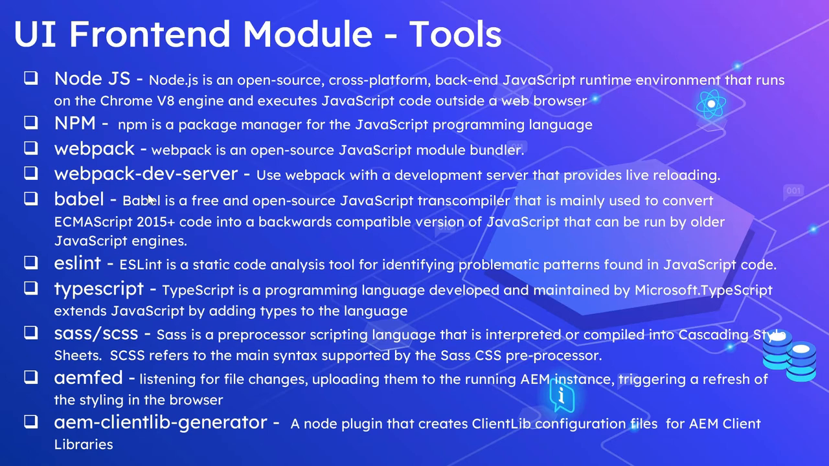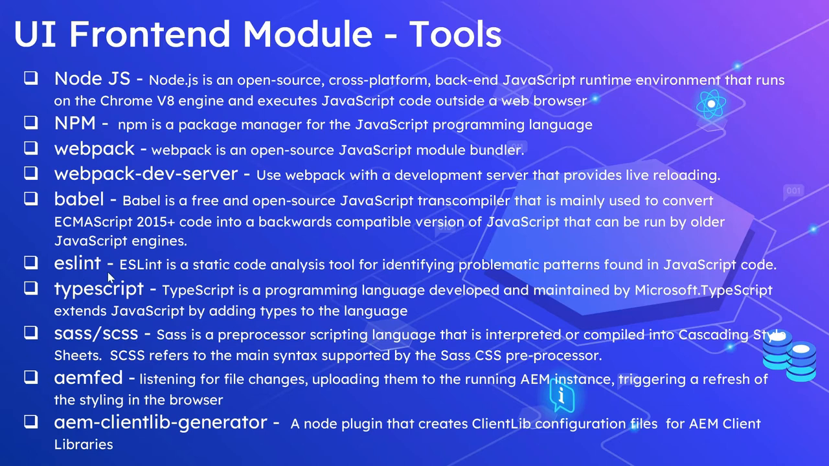The next one is Webpack Dev Server. This is a development server. This provides live reloading functionality. So whenever there is a change, the browser will be reloaded automatically. So then you can quickly test the application. The next one is Babel. This is a JavaScript transcompiler. This converts the latest code into JavaScript that can be run by older JavaScript engines.